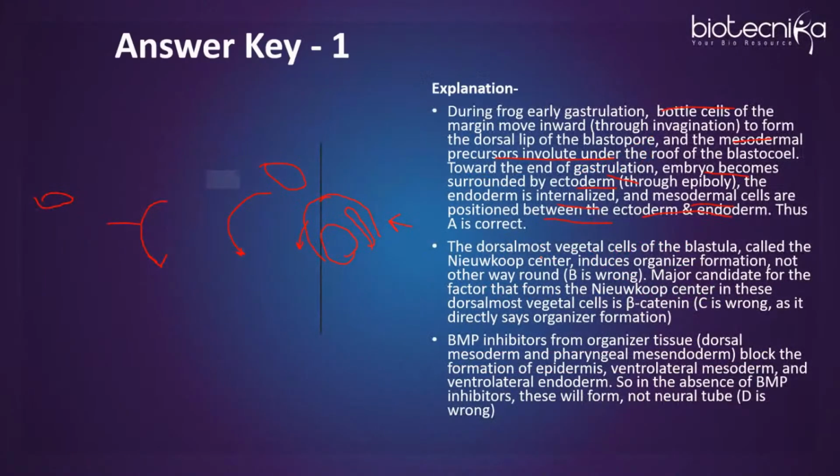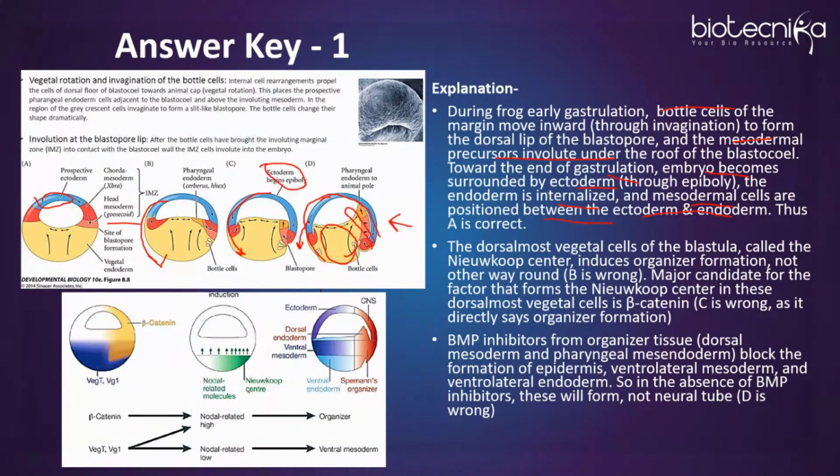So the dorsal-most vegetal cells are called the Nieuwkoop center. As you can see, this is the Nieuwkoop center. You can see the Nieuwkoop center is sending some signals to the top. Because of that, that area has formed the Spemann organizer. So it's the other way around. So B is wrong. And the major candidate for the factor that forms the Nieuwkoop center in these cells is beta catenin. So can you see the accumulation of beta catenin? Because of that, some genes were expressed, and that indirectly led to formation of the Nieuwkoop center. The Nieuwkoop center formed the organizer. So even here it's wrong because it directly says organizer formation.